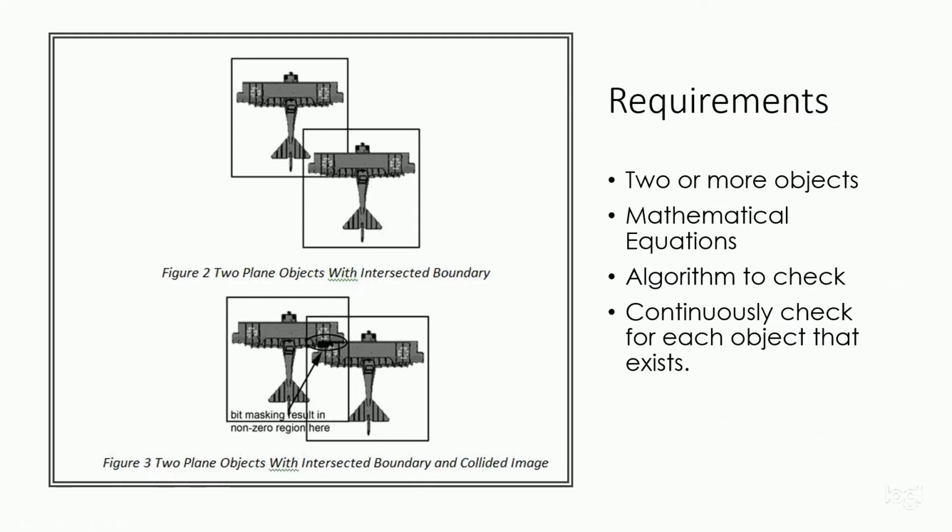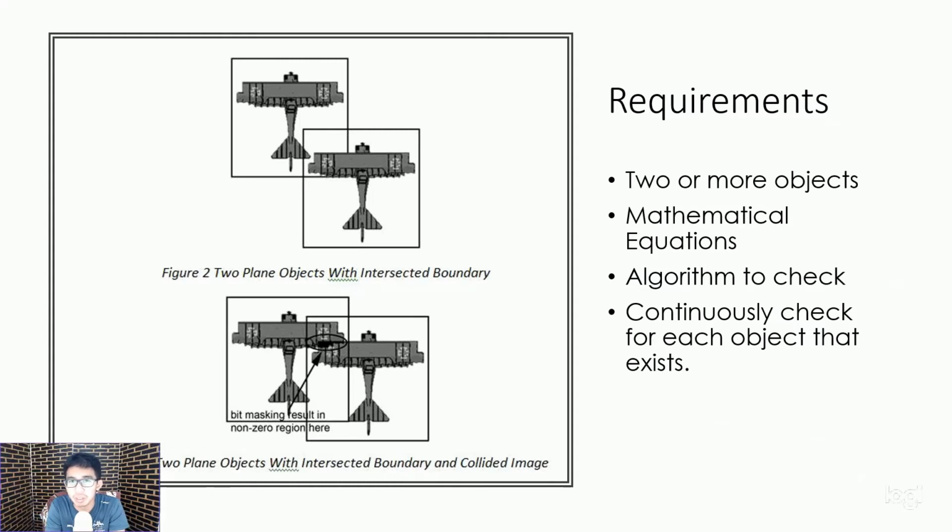Of course, the first one is two or more objects. The second one is a mathematical equation that we use to check between each object, and then we need an algorithm to check. That mathematical equation must be inside the algorithm, and it continuously checks each object that exists. So in the simulation or application that you have created, you must put in code where the algorithm will continuously detect collisions for each object.